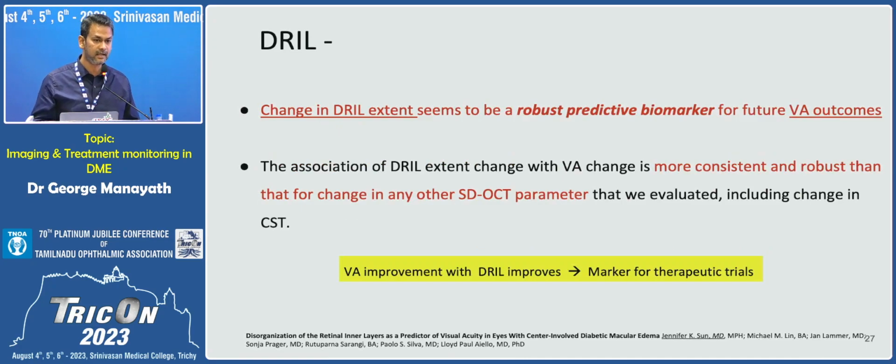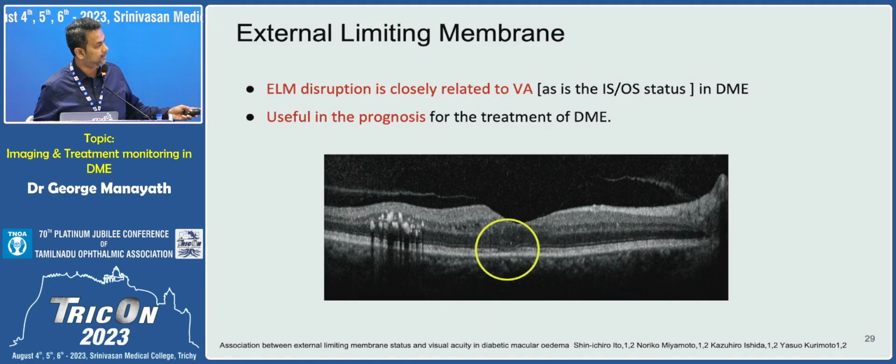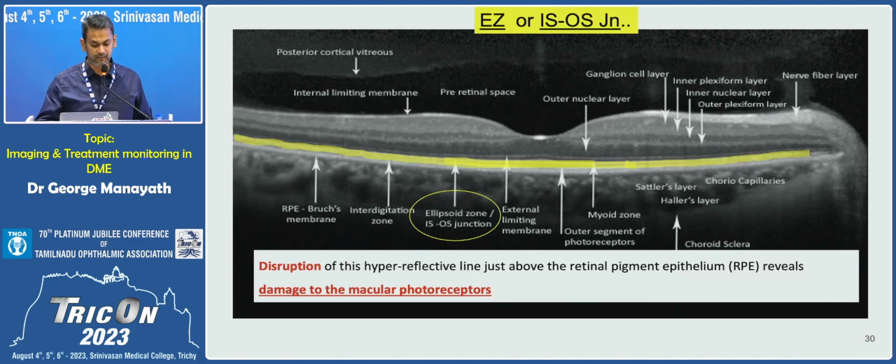And the change in DRIL extent with anti-VEGF therapy is a robust biomarker predicting visual outcomes in DME management. So visual improvement with DRIL could be a marker in future therapeutic trials even. Coming to this layer, the external limiting membrane, disruption of the ELM, as you see here, is again a predictive biomarker of poorer vision if you see this in the presence of DME.